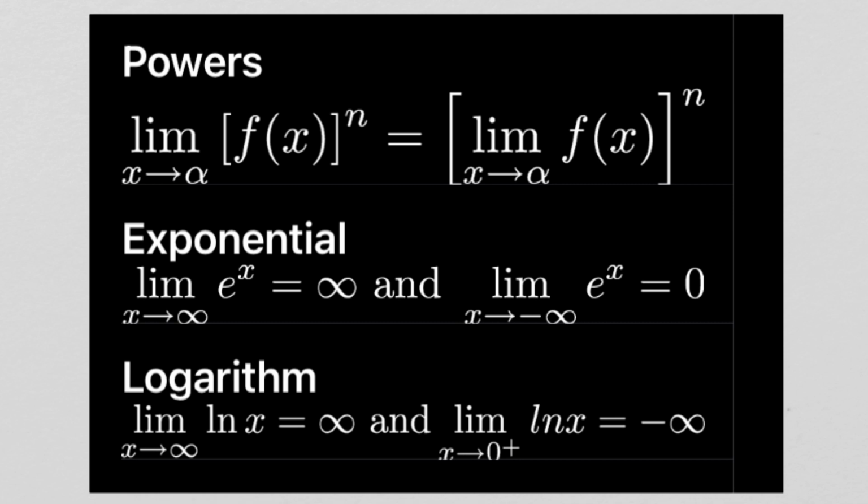For the power rule, the limit as x goes to a of some power basically means take the limit, raise it to whatever power it is, and that's going to be the limit.